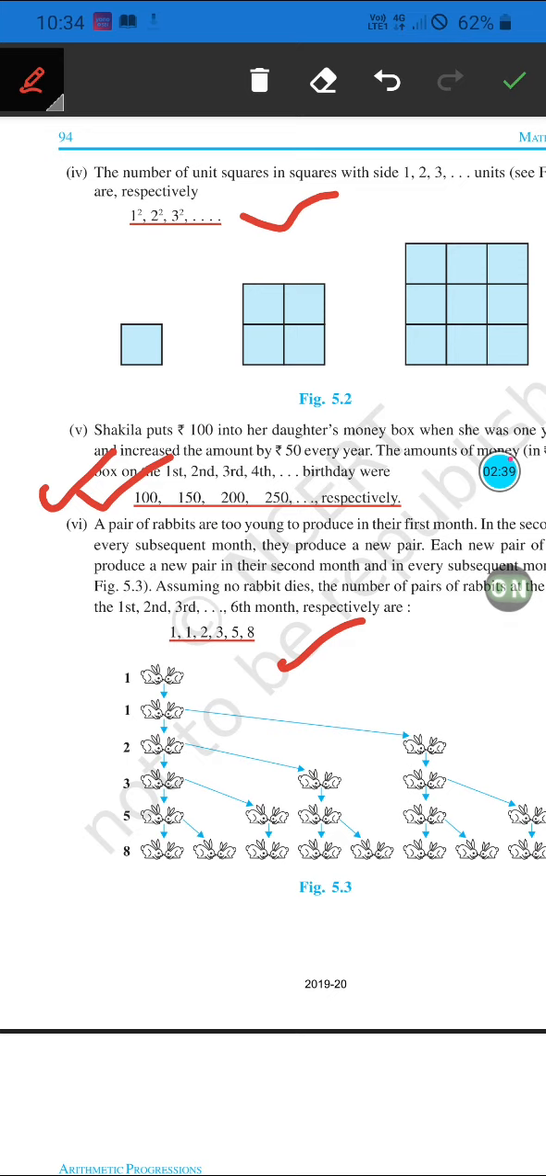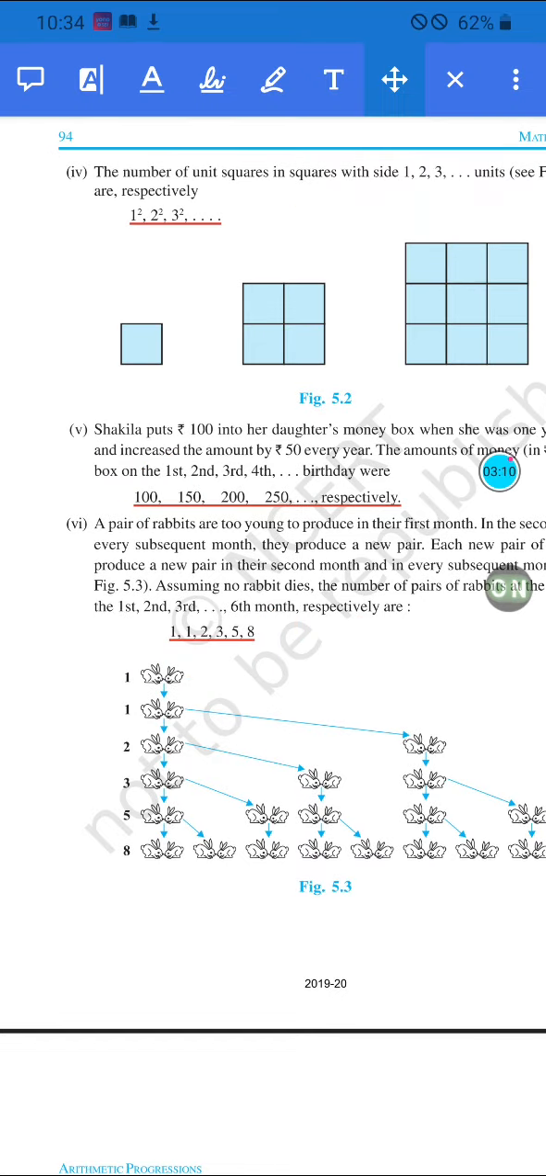Here you can guess the next number. Take some time. Guess it. So, 1 plus 1 is 2. 2 plus 1 is 3. 3 plus 2 is 5. 5 plus 3 is 8. What is the next number? 5 plus 8 is 13. That is the answer. So here it is also a progression. The numbers here are following a certain pattern.